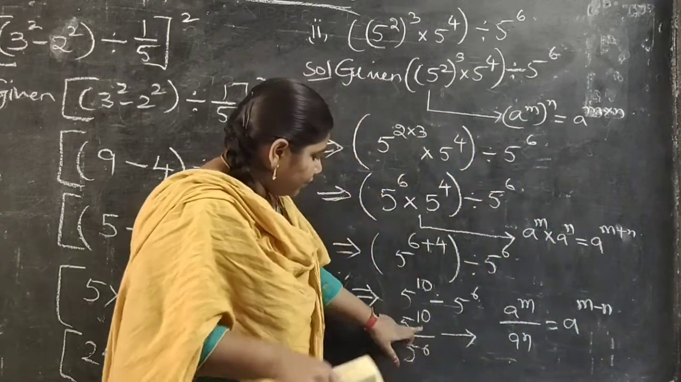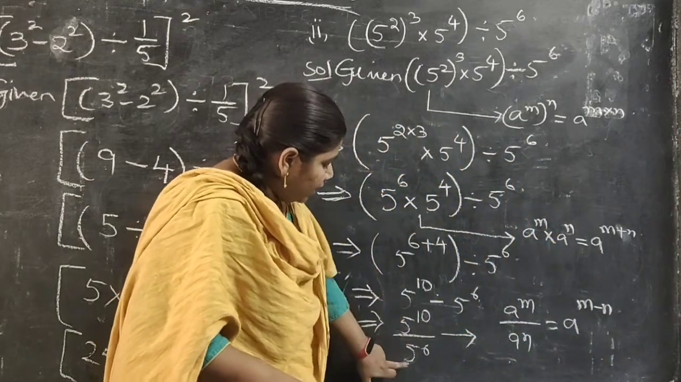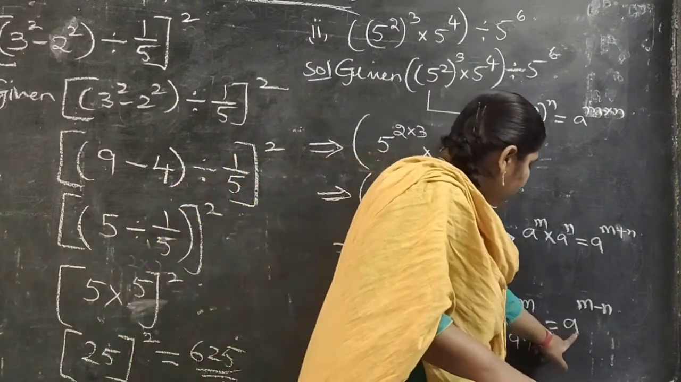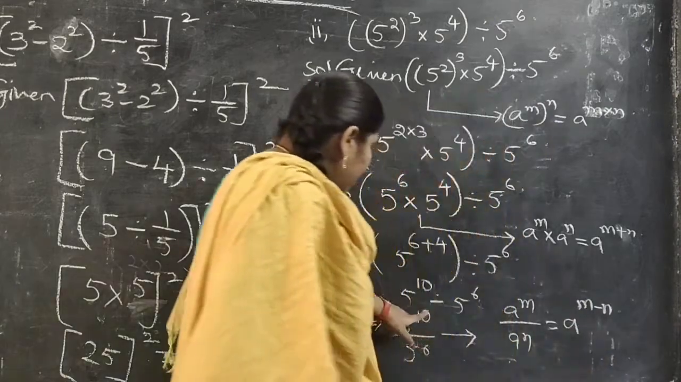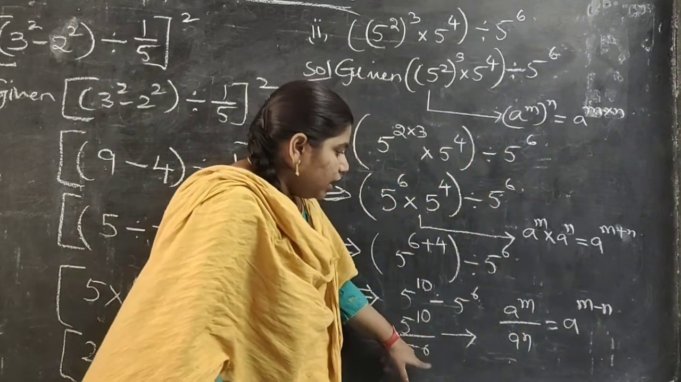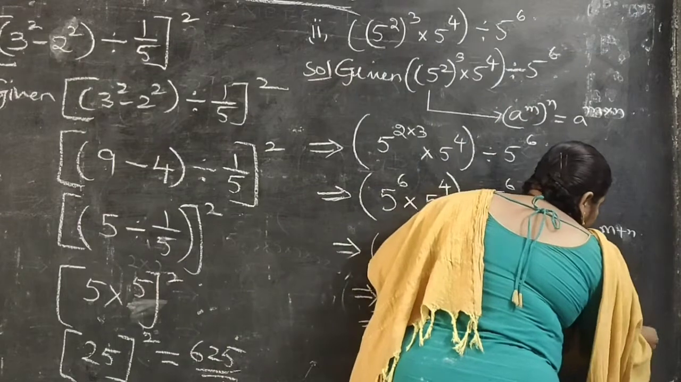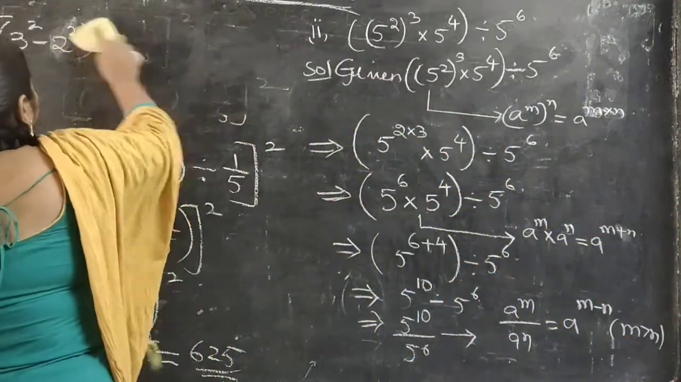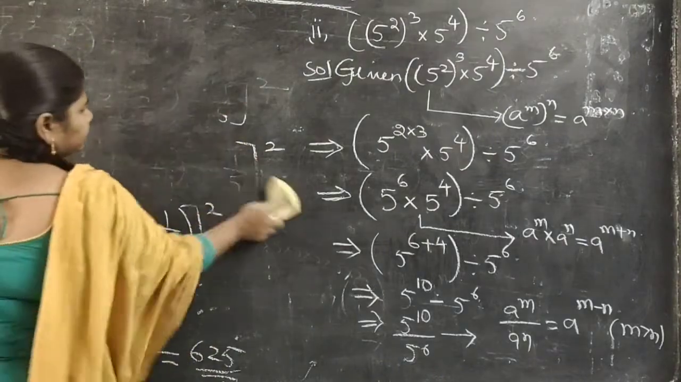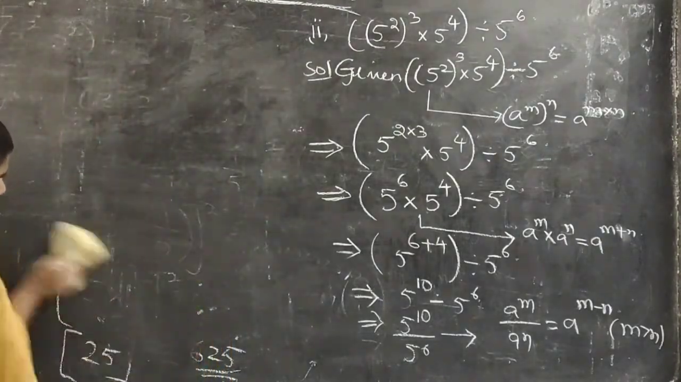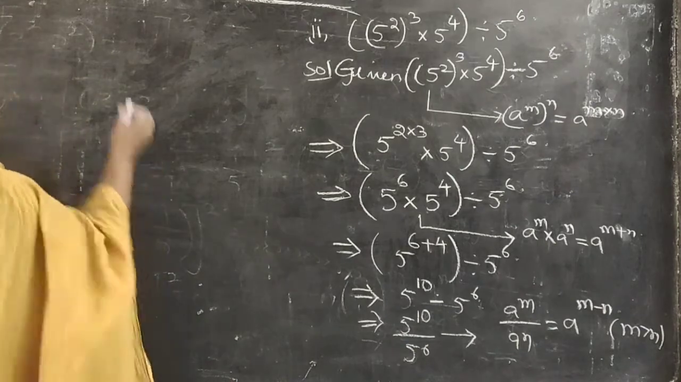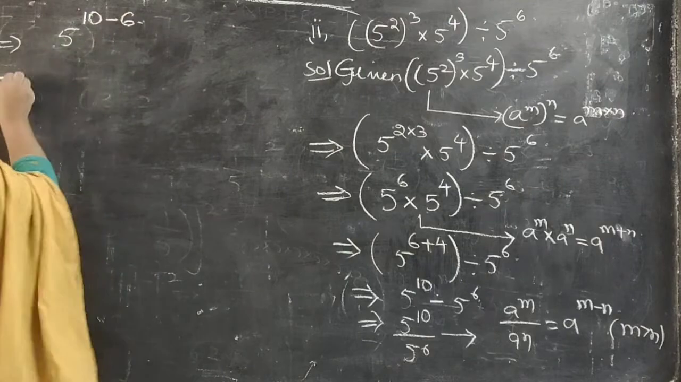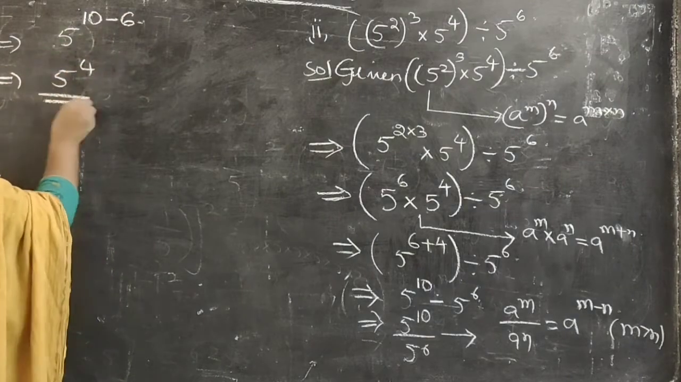So what I have applied here? a power m by a power n, this we can write in the form of a power m minus n, because m value is greater than n value. That's why I am applying this condition. So what we can write here? a power m minus n we can write. That is 5 power 10 minus 6. That will be 5 power 4.